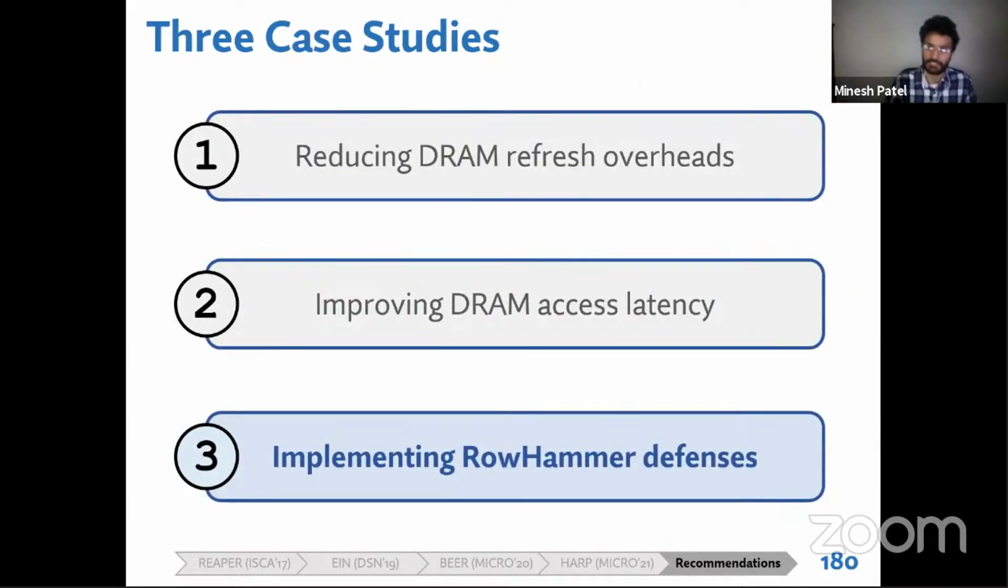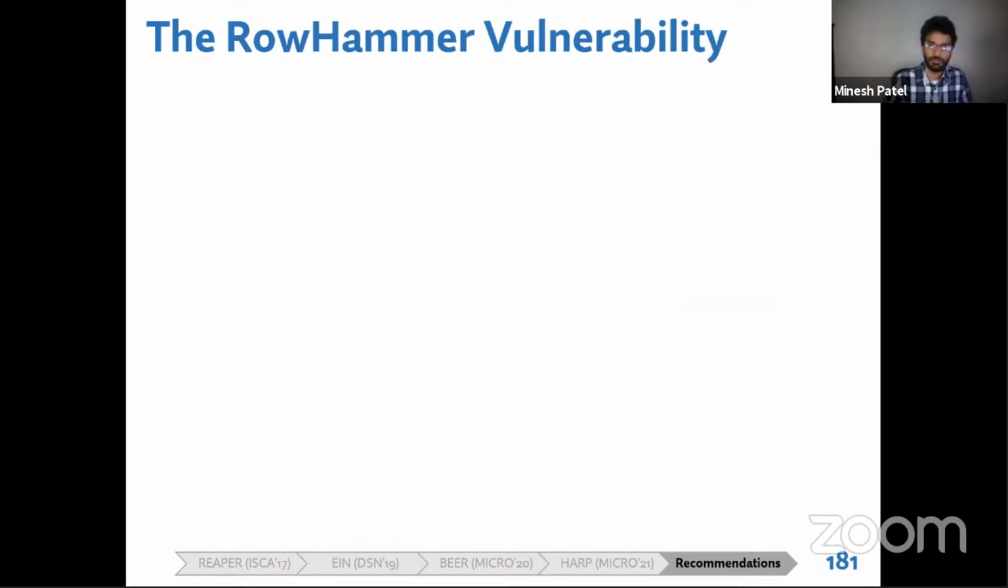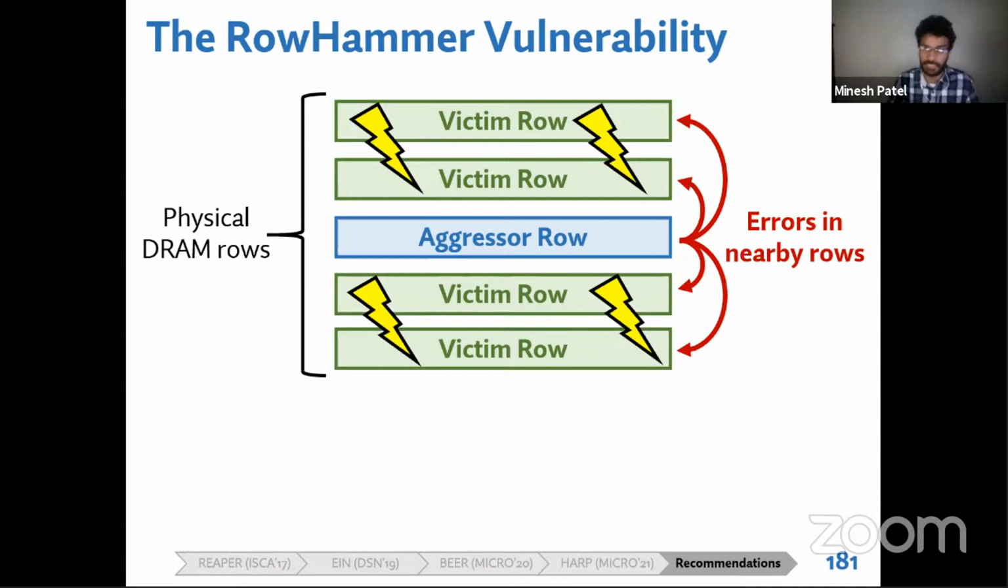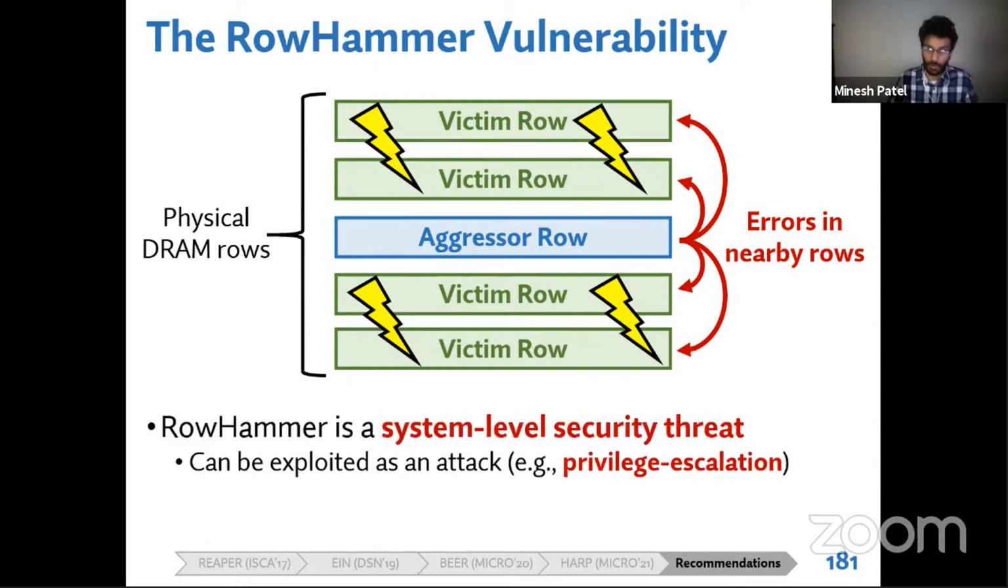So finally, let's discuss assumptions that arise when designing rowhammer defenses. So rowhammer is a read-disturb vulnerability that depends on the physical organization of memory rows. So here we show some example rows that are physically next to each other. And so when an aggressor row is repeatedly accessed, nearby victim rows potentially experience errors. And so significant work has shown that rowhammer is a system-level security threat that can be exploited to mount attacks.